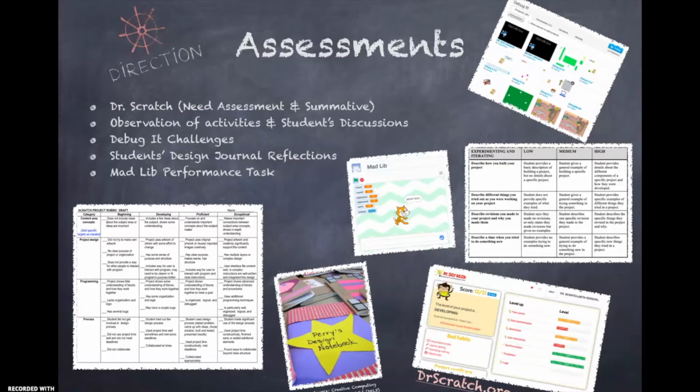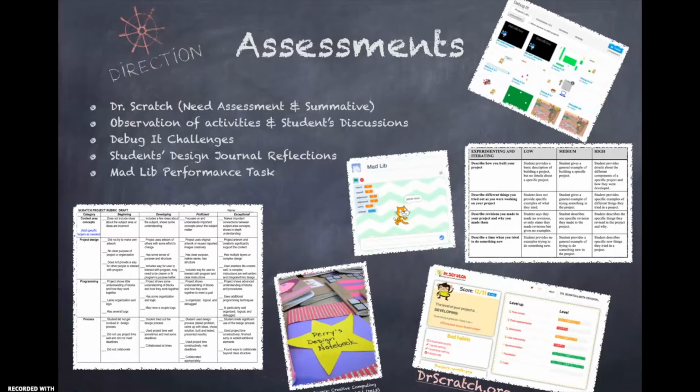This instructional plan includes assessment opportunities for both the teacher and the students. Formative assessments are to take place at the beginning, throughout, and the end of each lesson. These assessments include teacher observation of student discussions and performance of activities such as the debug it challenges, for example. There are also opportunities for student reflection in the design journals. This information will be used to revise the instruction as it is delivered.